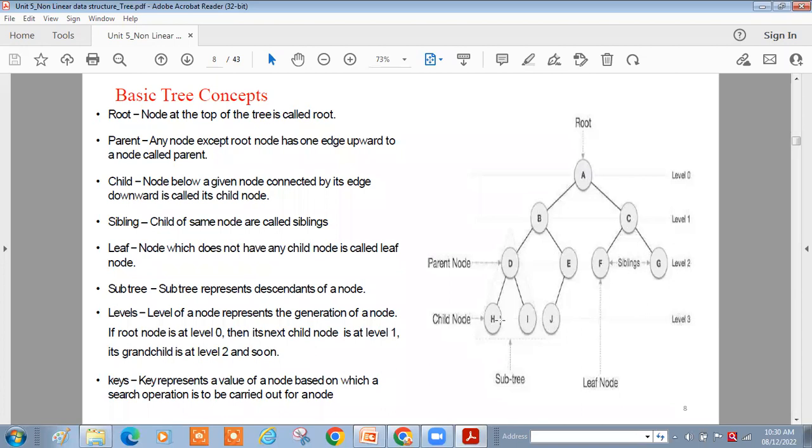Now next is nothing but the leaf node. A node which does not have any child is called a leaf node. So here you can see that these are only children. They are not parents. So these are H, I, J, F, G.